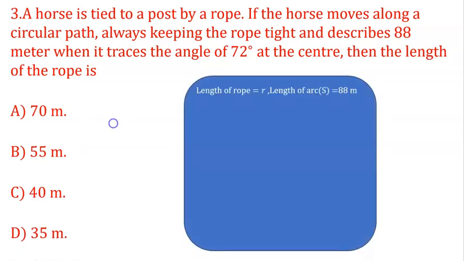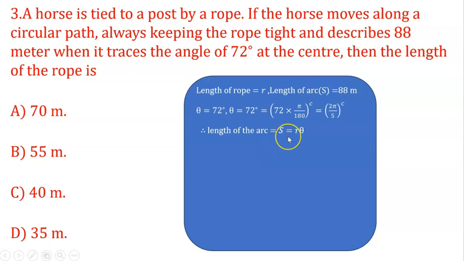Okay, now see this here. The length of rope, that is R. The length of arc S we have given, that is 88 meter. Theta is equal to 72 degree. We will convert it to the radian by multiplying by pi upon 180, and after simplification you will get here 2 pi upon 5 radian. Now the length of the arc S is equal to R into theta.